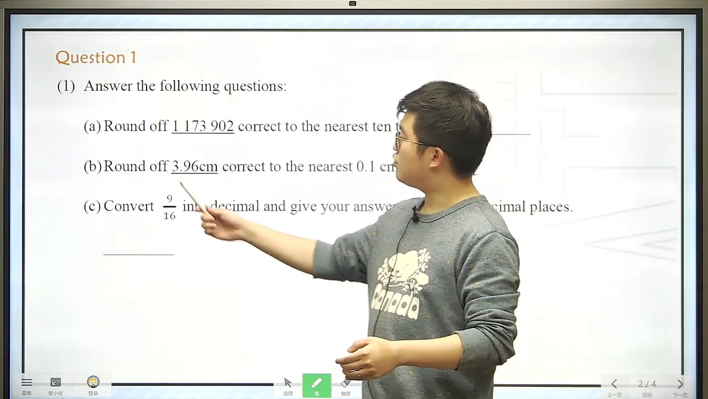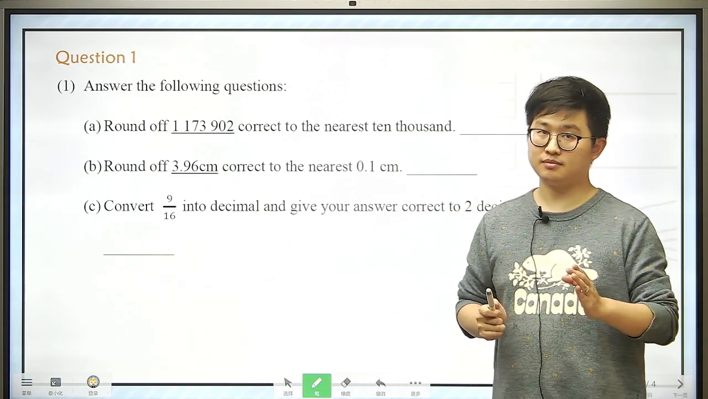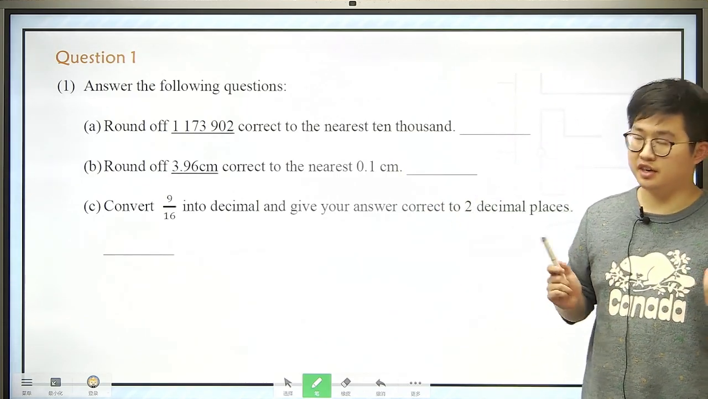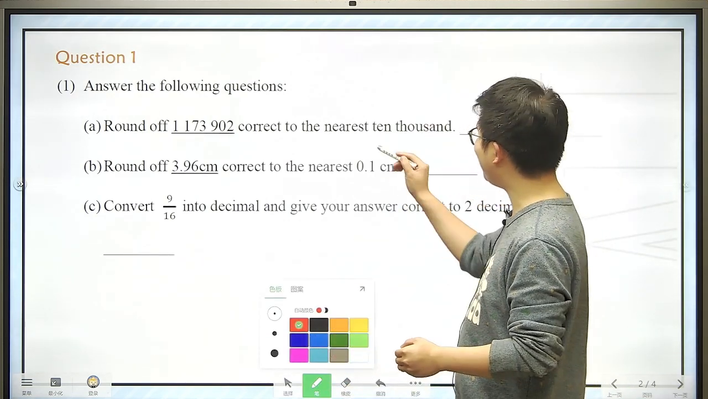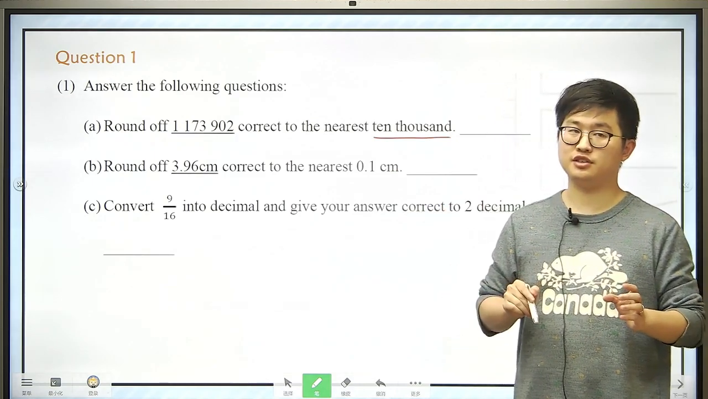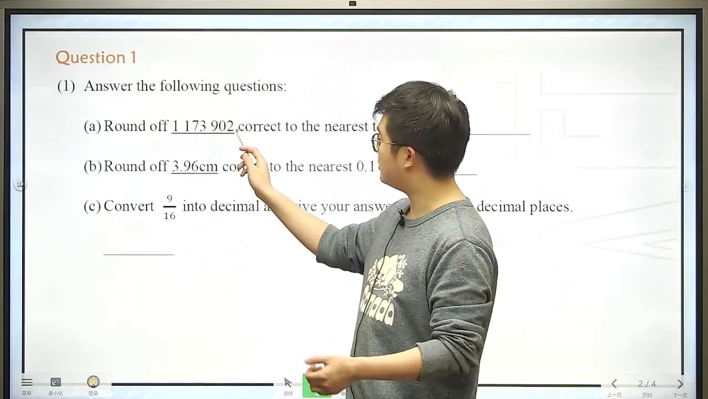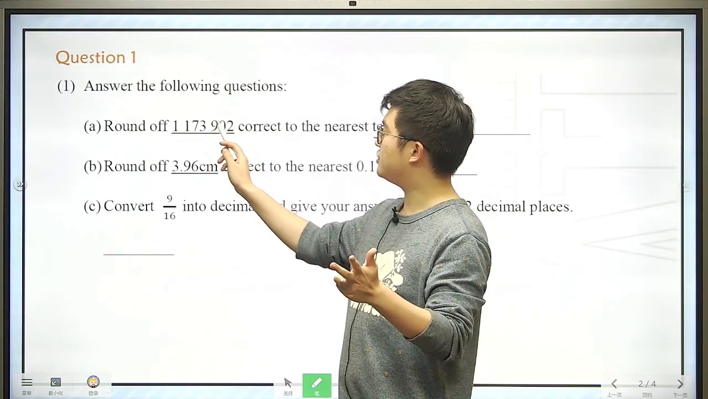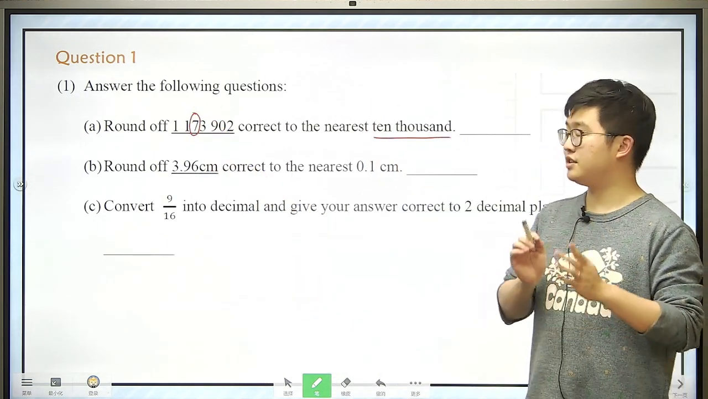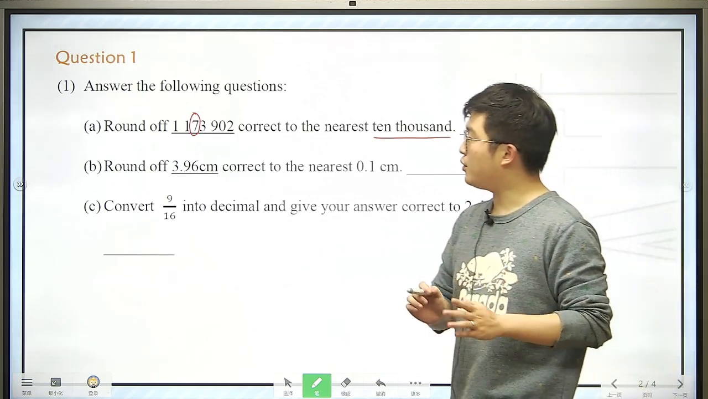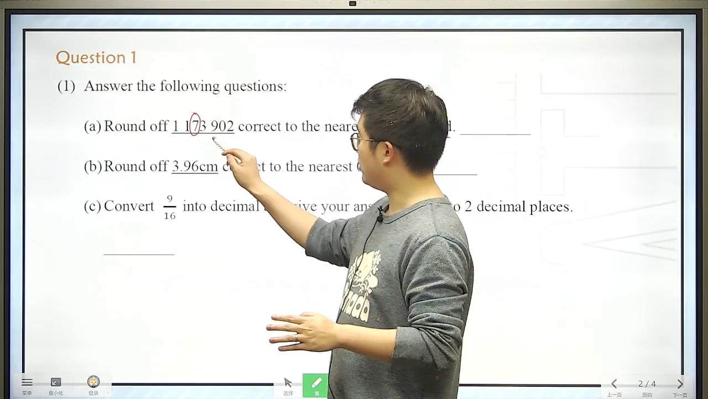And now we need to round off this number correct to the nearest 10,000. So when we are doing rounding off, we first need to find the exact digit we need. Here it is 10,000, so which digit is the 10,000? Here we can do it by simple counting. This is ones, tens, hundreds, thousands, so this here is the 10,000 digit. And now we need to look at the number right next to it, which would be 3.